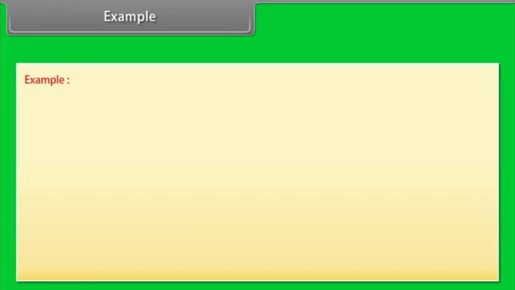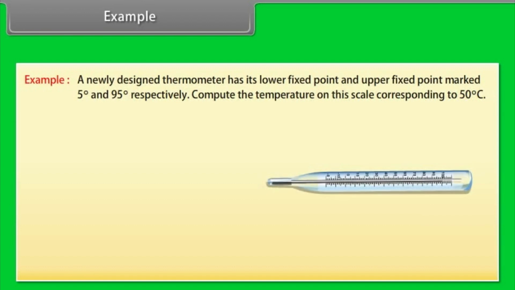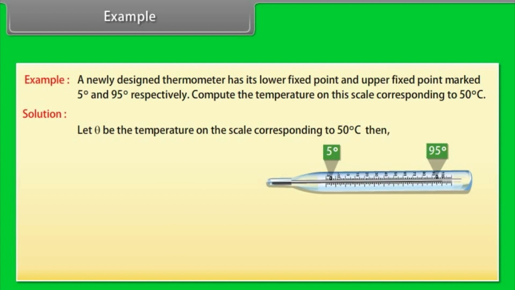Example. Let's take an example on measurement of temperature. A newly designed thermometer has its lower fixed point and upper fixed point marked 5 degrees and 95 degrees respectively. Compute the temperature on this scale corresponding to 50 degrees Celsius. Let's see the solution. Let theta be the temperature on the scale corresponding to 50 degrees Celsius.